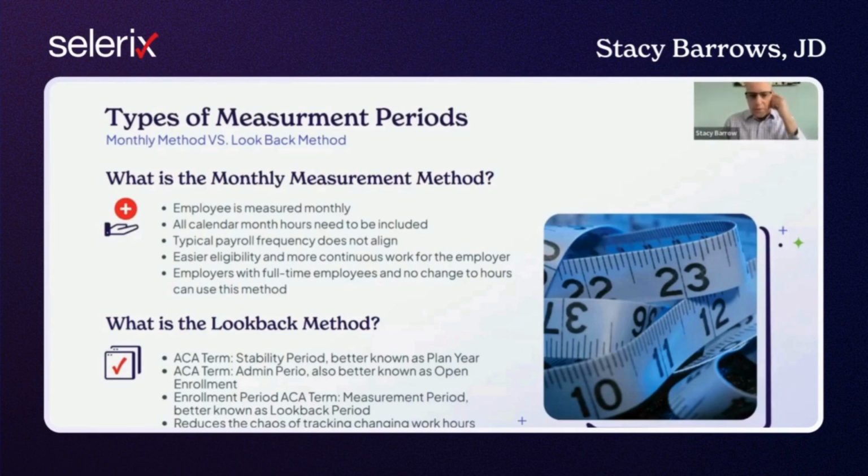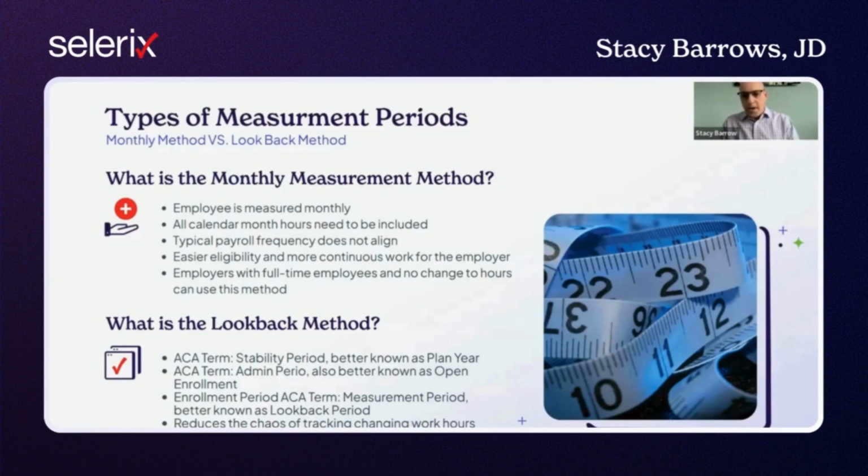If they average 130 hours a month over that look-back period, then they're treated as full-time during the subsequent stability period. Typically, the stability period will match your plan year. Your standard stability period matches the plan year. So you look at employees once a year to determine their full-time status. You offer them coverage at open enrollment, and then they basically retain that eligibility for the plan year if they worked full-time during the prior year.